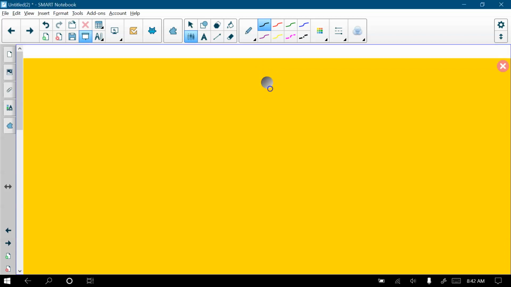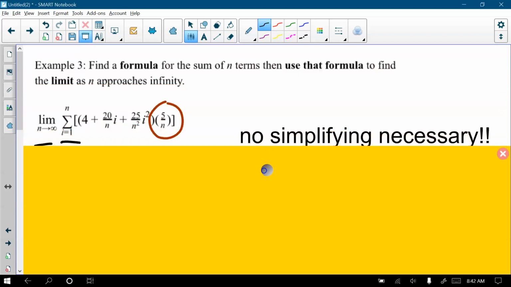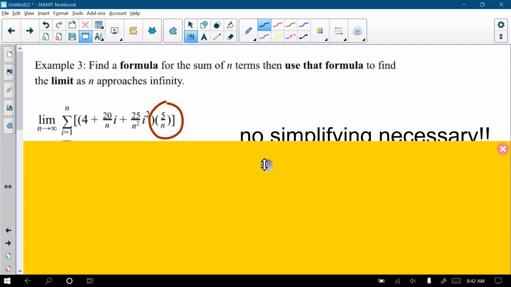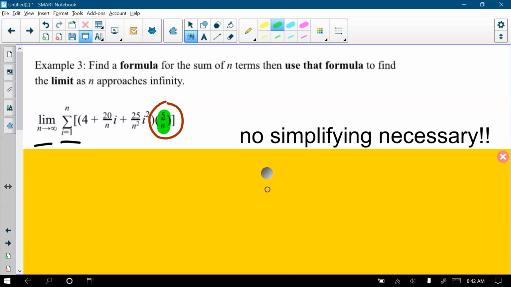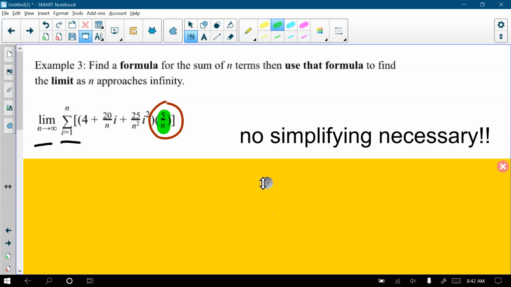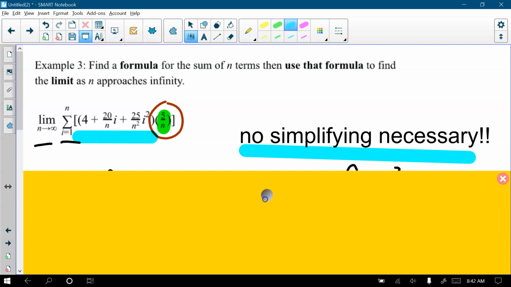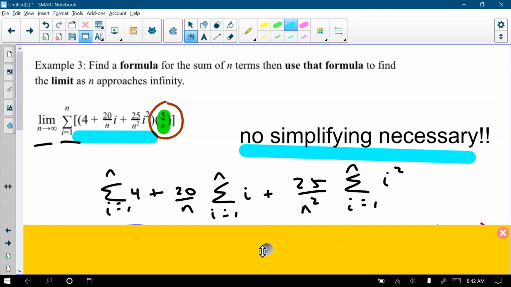But here's the answer. Okay, so please keep in mind that 5 over n part, we are not doing anything with that 5 over n part. That's just waiting until we actually need it. So leave that alone. Next, I look at this part, and I see there is no simplifying necessary. There's no expanding or combining like terms inside, so I don't actually have to do any simplifying, which is nice to see. So I took the sum of each one, and then I applied those formulas.